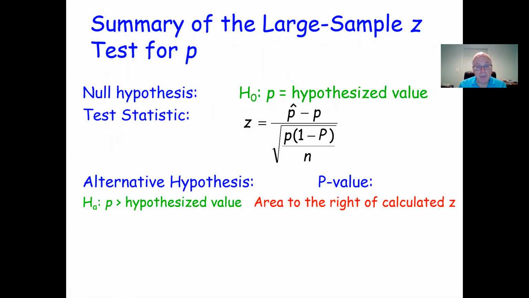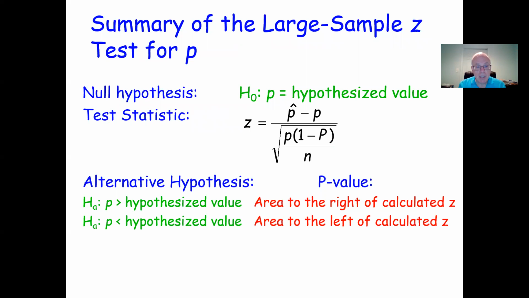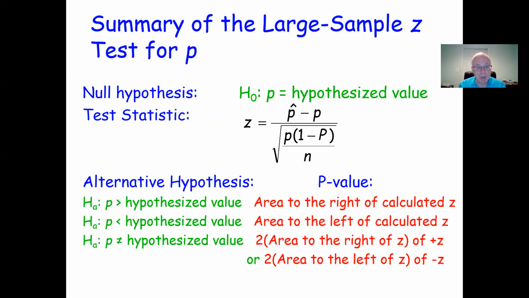The alternative hypothesis determines which of the tests that we do. If the alternative is greater than, we do a right tail test. If the alternative is less than, we do a left tail test. And if the alternative is not equal to, we do a two-tail test. And we have to make sure that when we calculate the area that we get, we multiply it by 2.